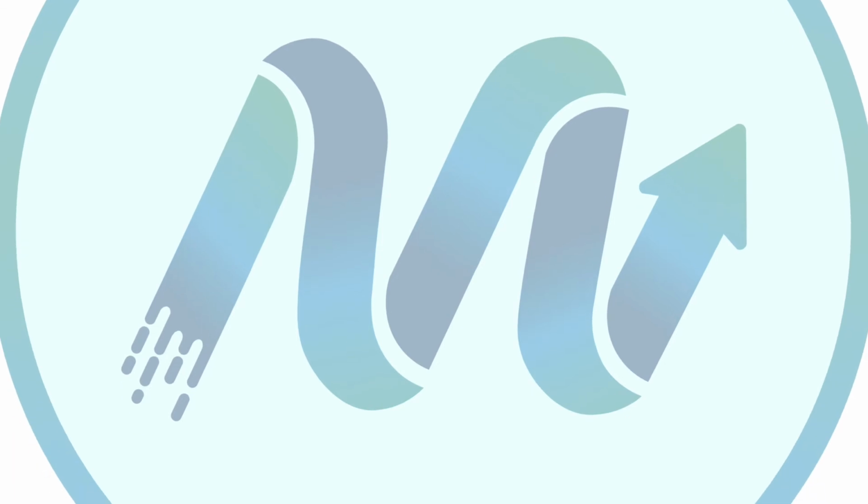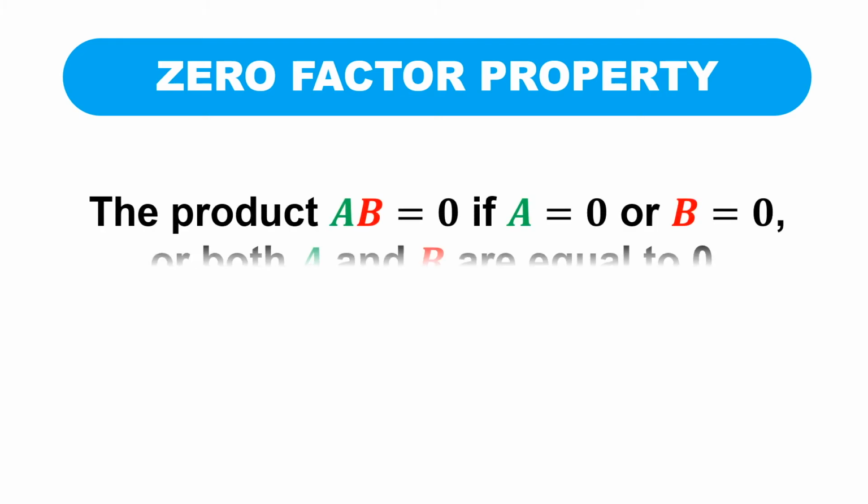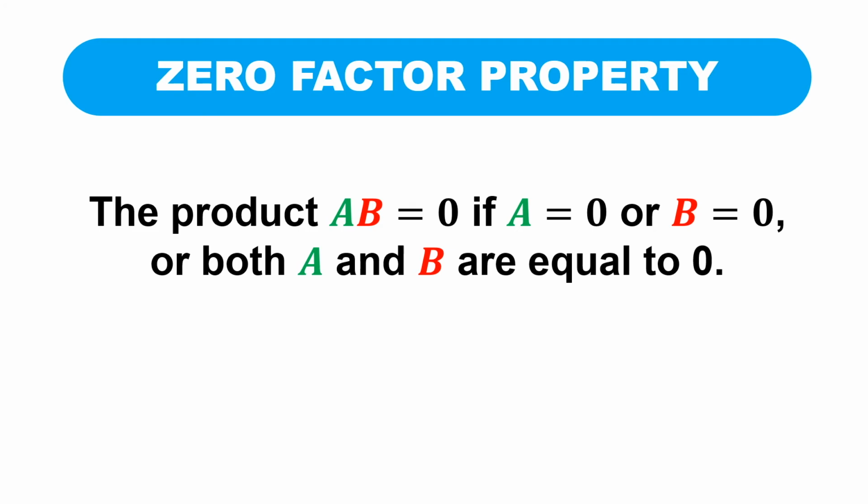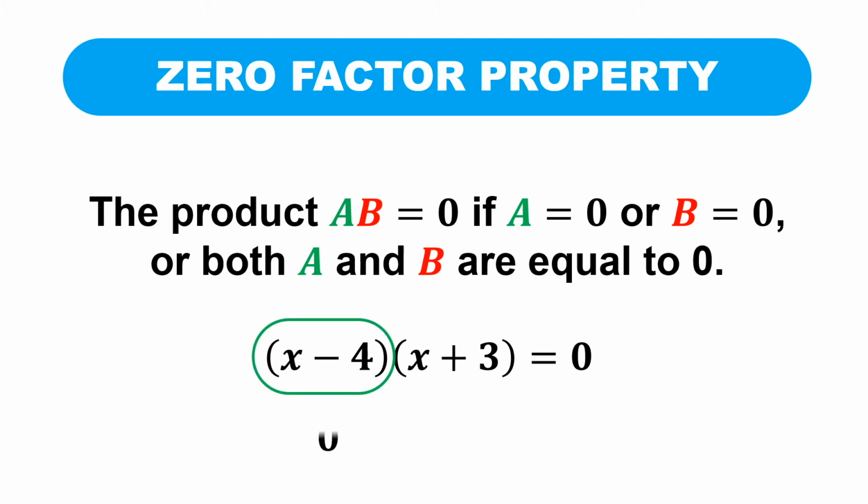Observe that in solving quadratic equations by factoring, the zero factor property is used. This property states that the product AB is equal to 0 if A is equal to 0 or B is equal to 0 or both A and B are equal to 0. So if we say x minus 4 times x plus 3 is equal to 0, we are implying that x minus 4 is equal to 0, or x plus 3 is equal to 0, or both x minus 4 and x plus 3 are equal to 0.